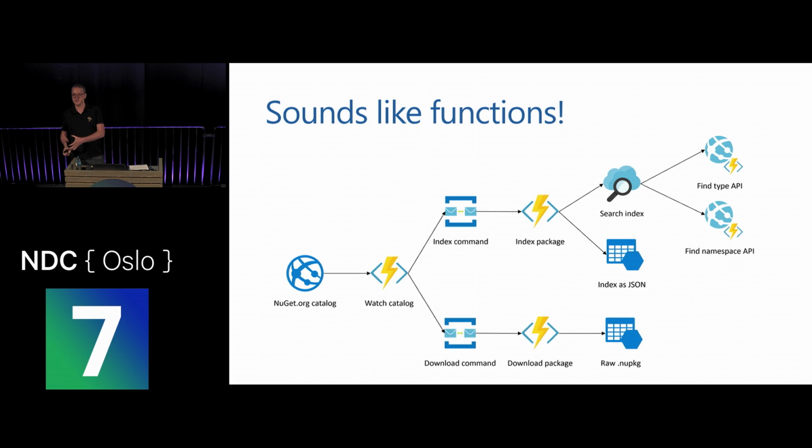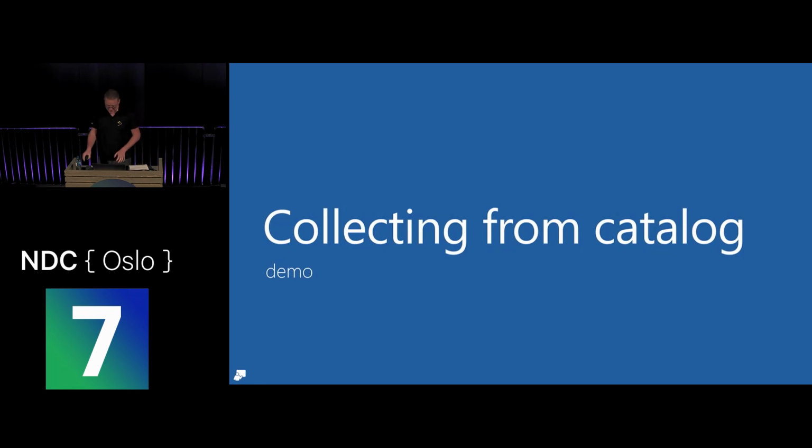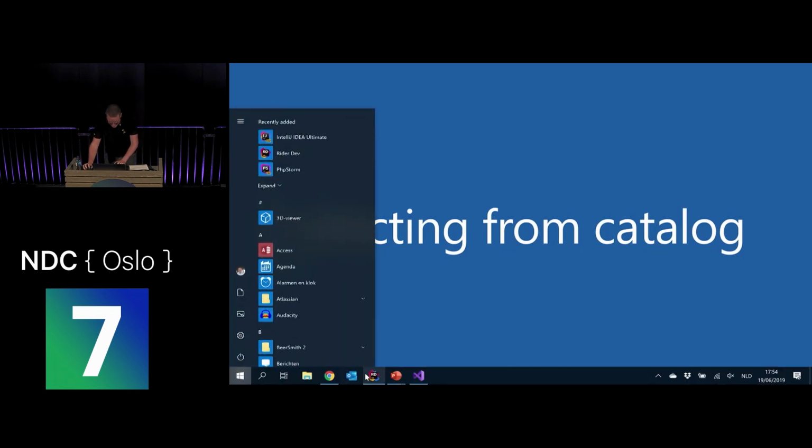Then we would have a search service, which would contain the entire catalog of public types and whatever package ID and version they map to, and our API maybe as a function as well. So let's see if we can build this. So collecting from catalog. Let's start there.